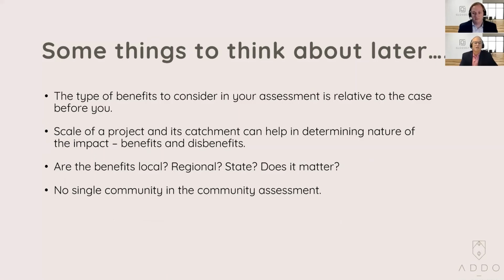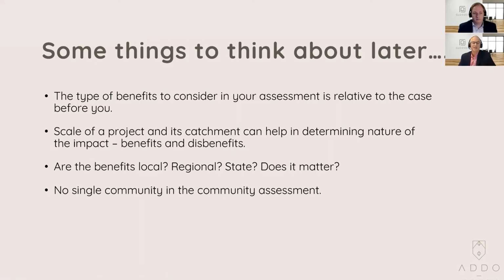Probably fair to say that the types of benefits that you would consider in your assessment are relative to the case before you. Sometimes a proposal will have more localised benefits or disbenefits. Some, as we've seen in the cases before us today, have benefits that are more regional or even national. If a proposal was to deliver those sorts of benefits, that would count more towards its support, particularly if the negative impacts were of a more localised nature. The scale of a project and its catchment can certainly help in defining the nature of the impact, both benefits and disbenefits. And I think the Myers case in Dennington is an example of that proposition.